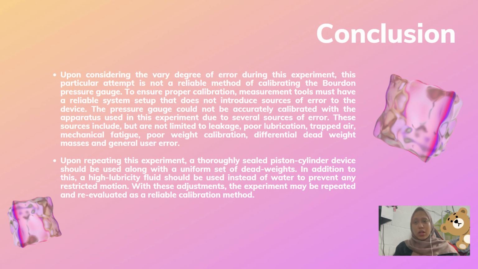The pressure gauge could not be accurately calibrated with the apparatus used in this experiment due to several sources of error. These sources include, but are not limited to, leakage, poor lubrication, trapped air, mechanical fatigue, poor weight calibration, differential dead weight masses, and general user error. Upon repeating this experiment, a truly sealed piston cylinder device should be used along with a uniform set of dead weights. In addition to this, a high lubricity fluid should be used instead of water to prevent any restricted motion. With this adjustment, the experiment may be repeated and re-evaluated as a reliable calibration method.